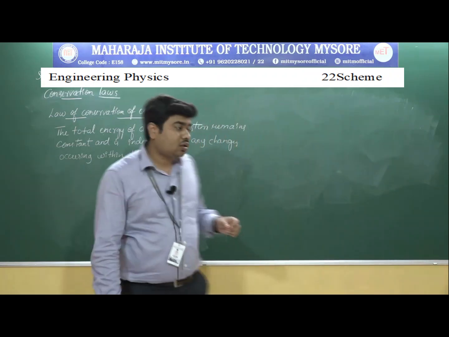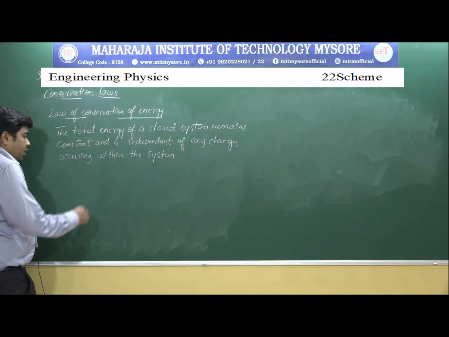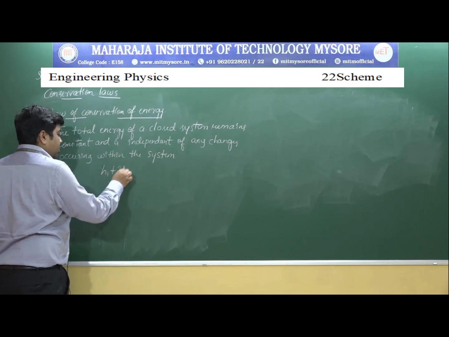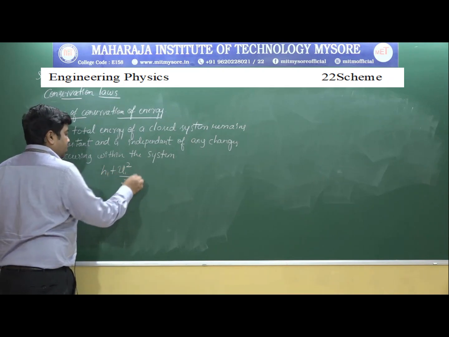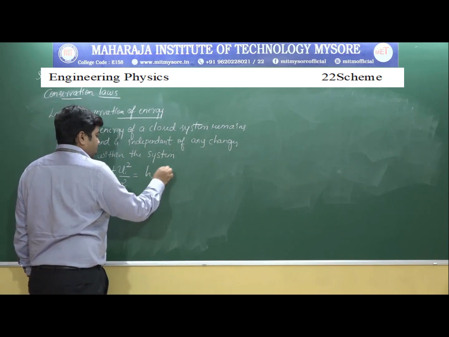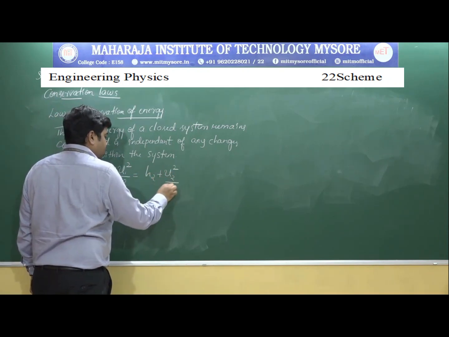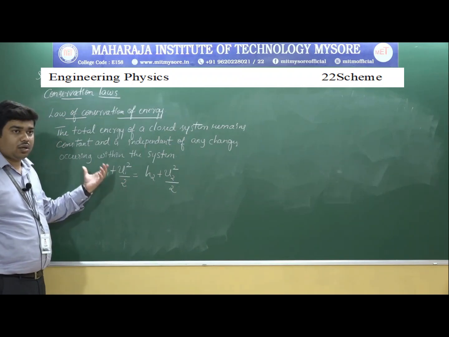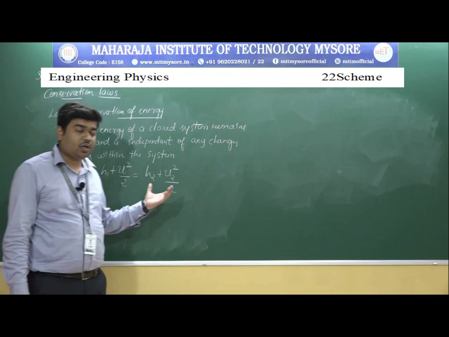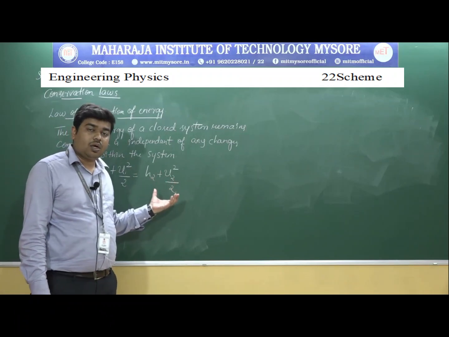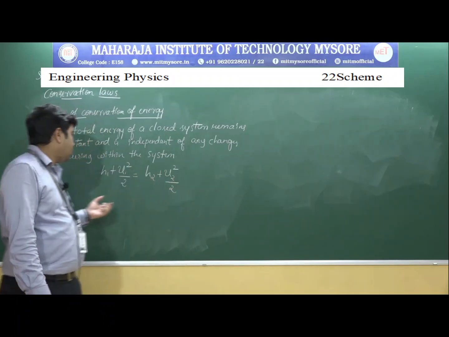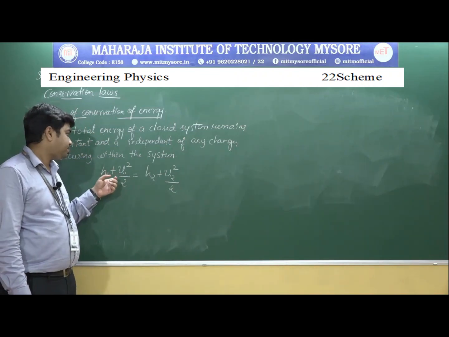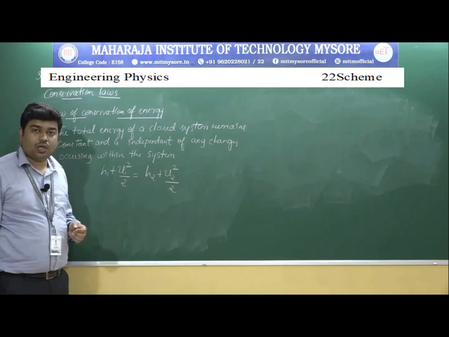The equation based on the parameters is given by H1 plus U1 square by 2 is equal to H2 plus U2 square by 2. Again, the parameters on the left hand side of the equation are on the pre-shock side, and parameters on the right hand side of the equation are on the post-shock side of a shock wave. Where H1 and H2 are the enthalpy, and U1 as well as U2 is the flow velocity.